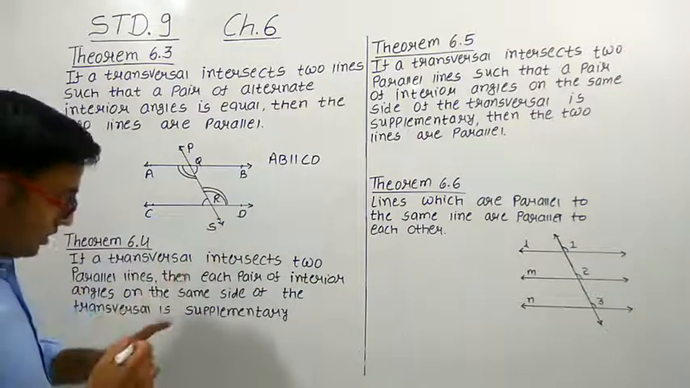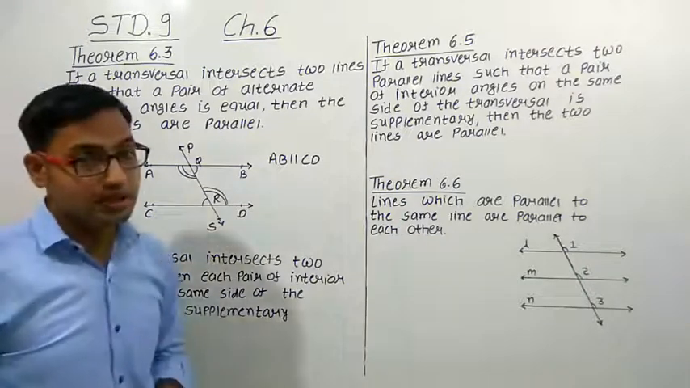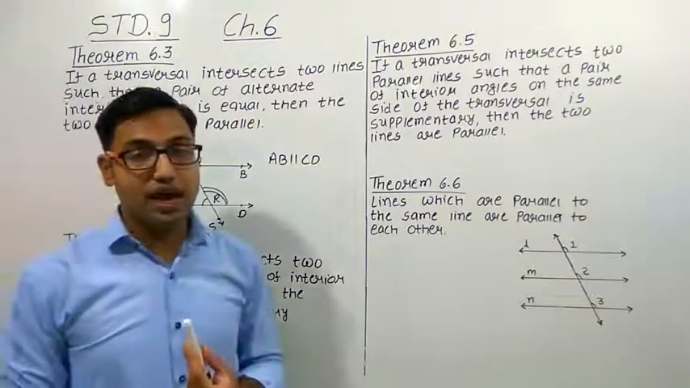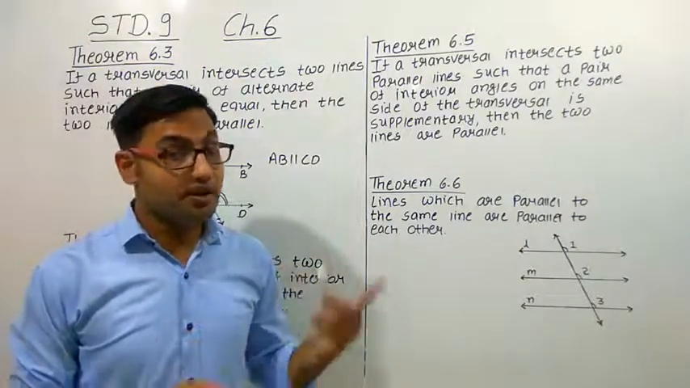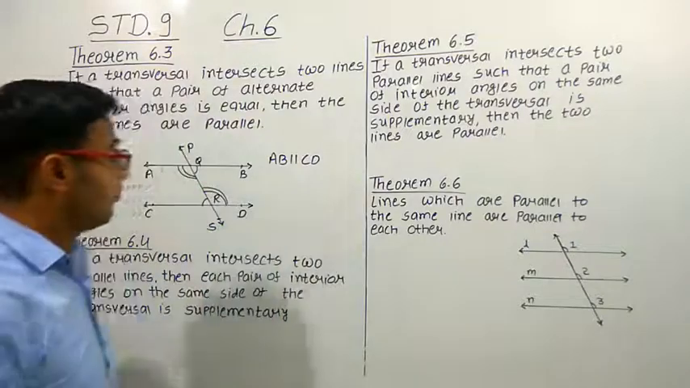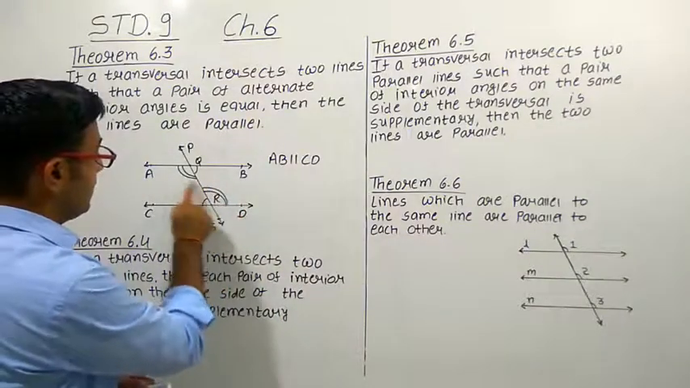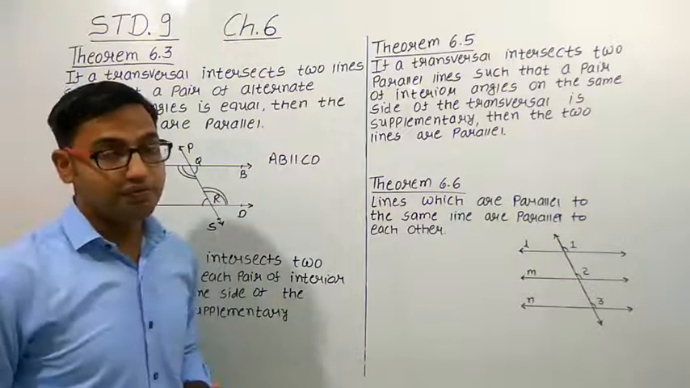Where do we use this theorem? We use this theorem when we have to prove that two lines are parallel. Whenever we have to prove this, we can use this theorem. At that time we have to prove that alternate interior angles are equal.